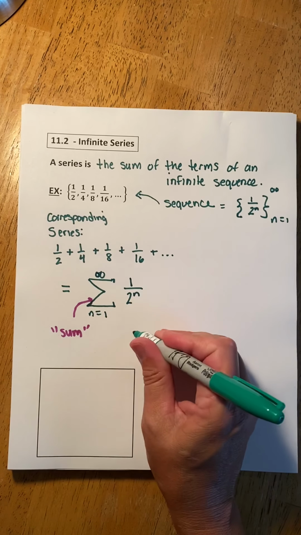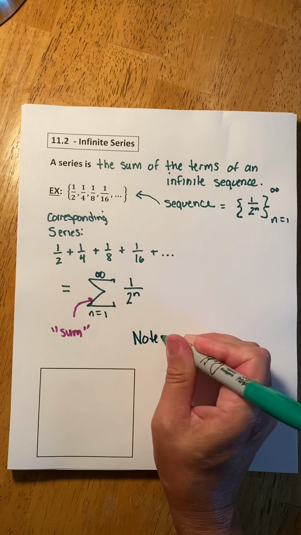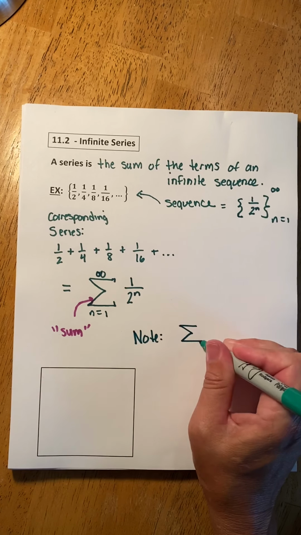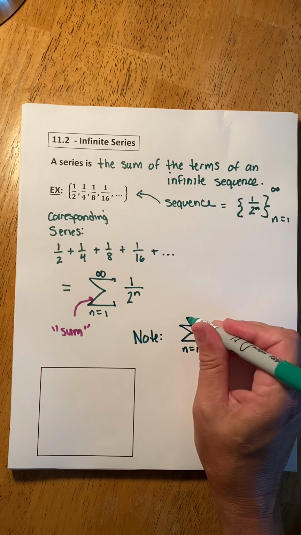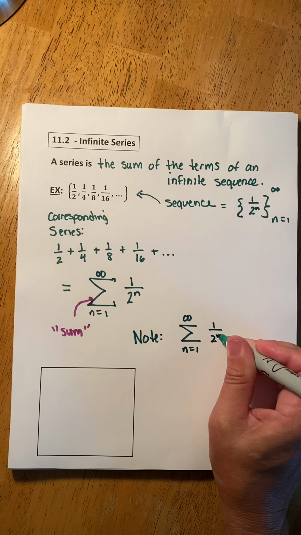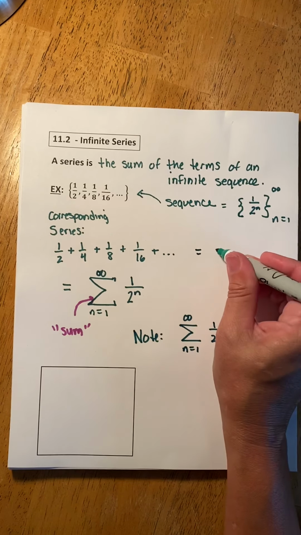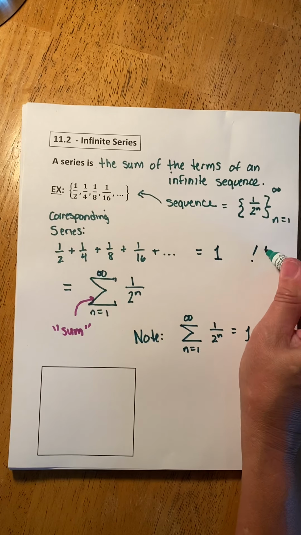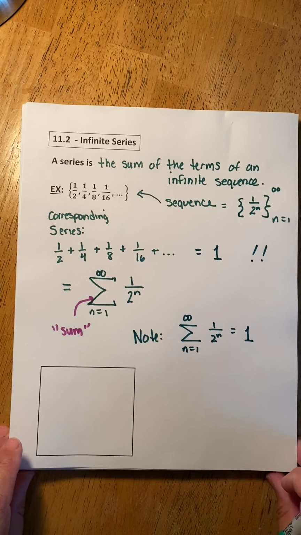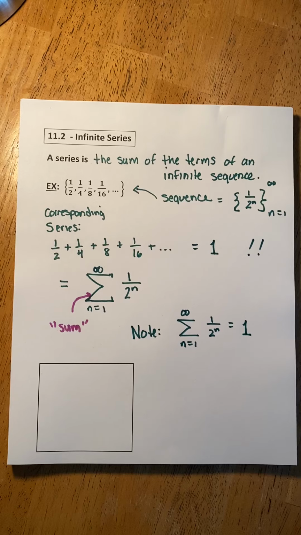So note something super cool. This sum, this infinite collection of positive numbers, actually has a finite value. It's 1. If we were to do this forever, it would add up to 1. You might say, well, how is that possible? How can an infinite collection of positive numbers all add up to 1? Well, let me just give you a brief geometric view on this.